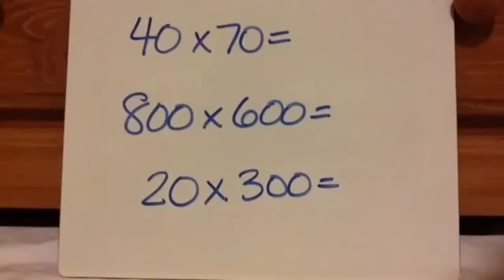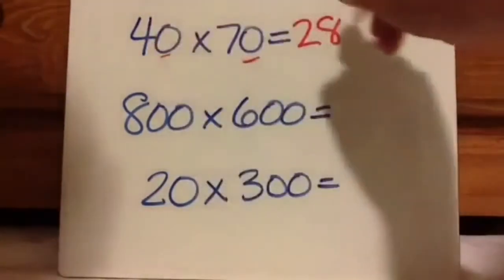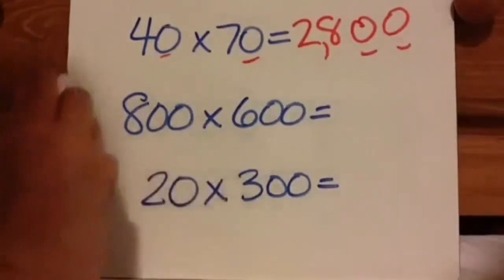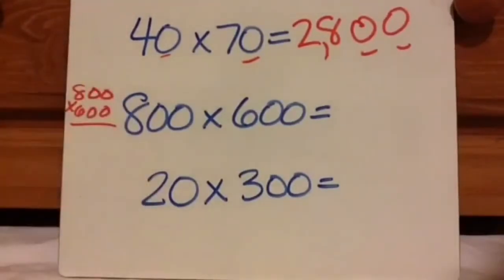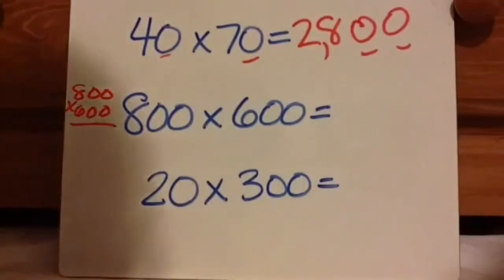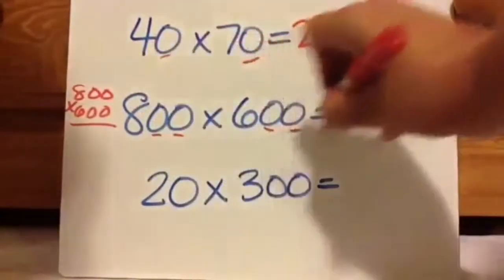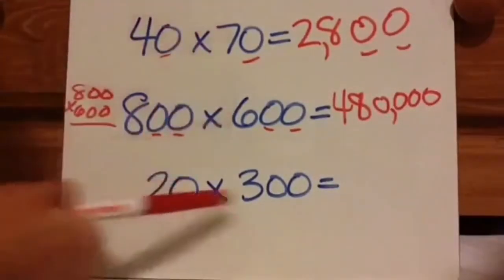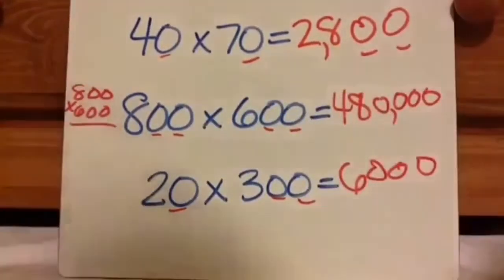So let's look at a few more. 40 times 70. Knock off the zeros, it's 4 times 7, so 28, 2 zeros, so 2,800. 800 times 600. I want you to just think, if you did it the long way, how long that would take. That is so many zeros, that is so many steps. What's wonderful is you can take off all 4 zeros and just do 8 times 6, which is 48. 1, 2, 3, 4 zeros. 480,000. 2 times 3 is 6. 1, 2, 3 zeros.